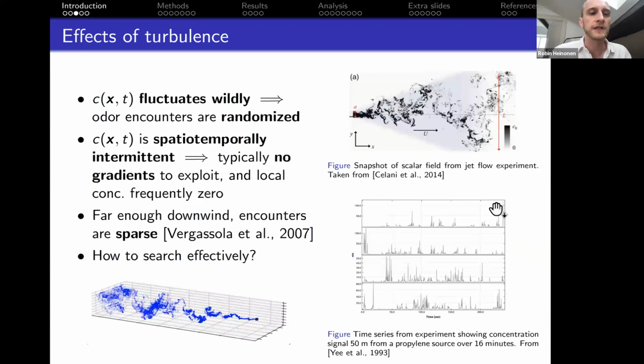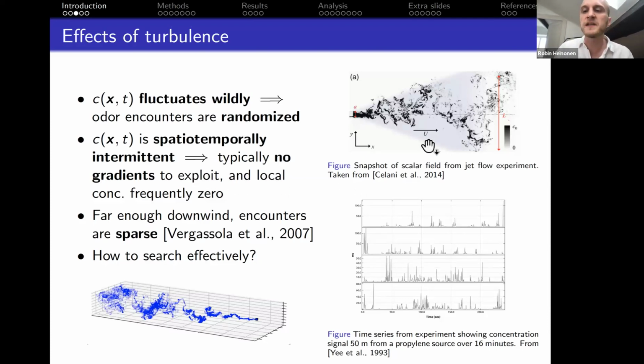So what are the effects of turbulence on this problem? So first of all, a concentration field of a passive scalar in a turbulent flow is going to fluctuate really wildly and essentially behave as a stochastic object, which means that in practice, the agent's encounters with the odor are going to be effectively randomized, and that it only will give partial and probabilistic information about where the source is. Moreover, the concentration field exhibits strong spatial temporal intermittency and long non-Gaussian tails.